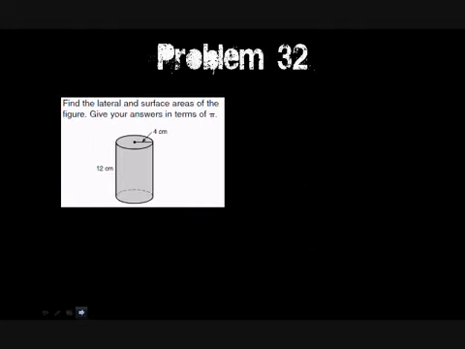Okay, problem 32 says give the lateral and surface areas of the figure. Give your answers in terms of pi, just like we normally would. So the lateral surface area is going to be 2 pi RH. So we just plug in: 2 pi r is 4, and the height they give us is 12.